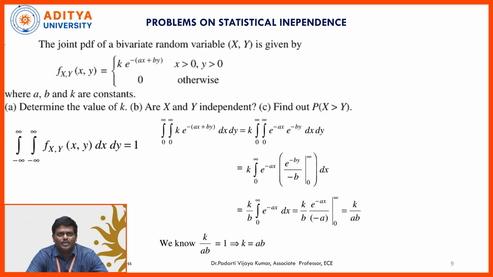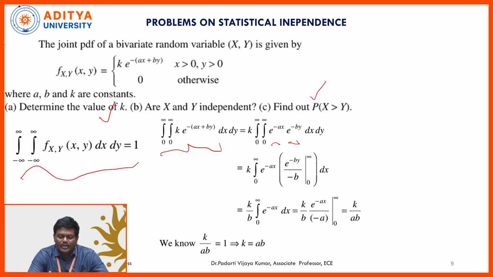One more problem related to statistical independence. Along with that, we need to compute the unknown value of k, and also we need to compute the probability of x greater than y. In order to compute the value of k, we have one property, the valid density function property. We will compute the area and make it equal to 1. So the same thing we are following here. K is the unknown value, I am bringing it outside, e power a plus b I am writing as e power a into e power b, e power minus ax.